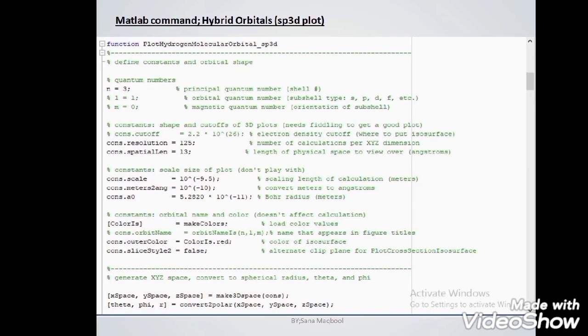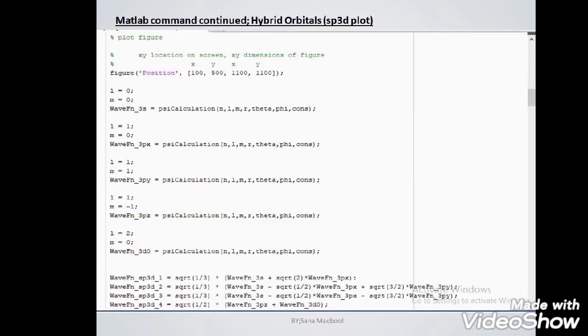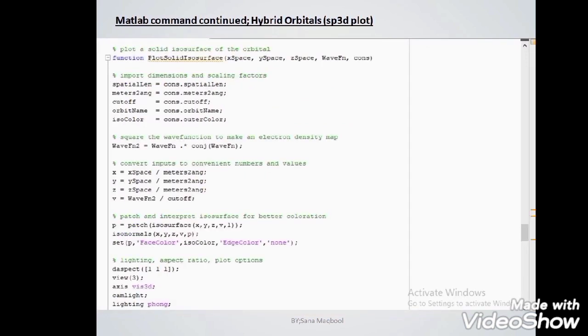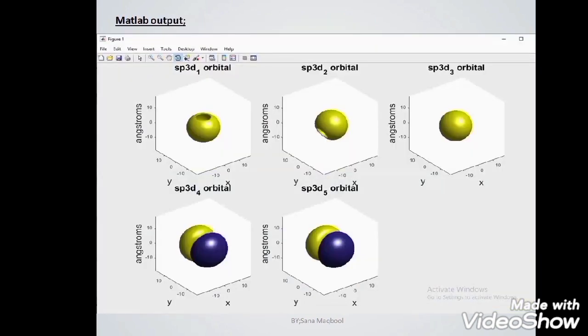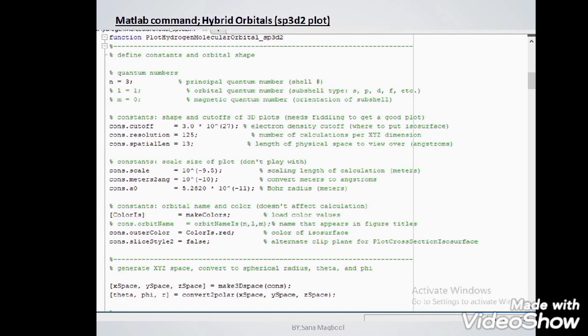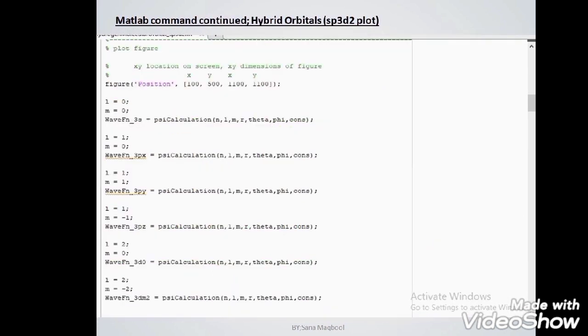Then is the MATLAB command for the sp3d plot. Over here we need to first define the constant and orbital shape, and after defining, we will generate the xy space. After converting it to the spherical radius, we will plot our wave functions and set the dimensions of the plot, and we will attain this MATLAB output for the sp3d orbital, which is the hybrid orbital for the case of the hydrogen atom, and we can rotate these orbitals as well.